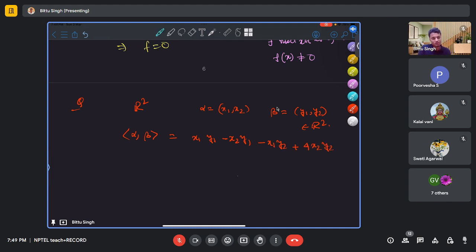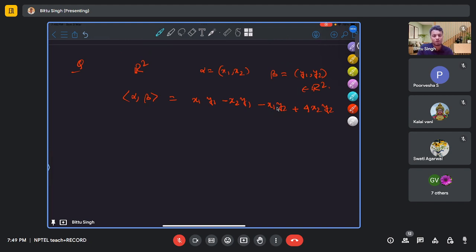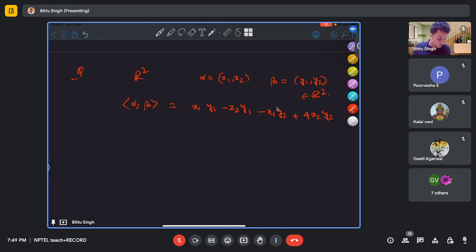Now the question is, is it an inner product structure? Will it be an inner product or not? So you can see that this thing can be written in this way. All the other properties, linearity, homogeneity, will be easier to verify. We only need to care about whether the inner product of the same thing will be positive, or non-negative, or not. So let us check this.